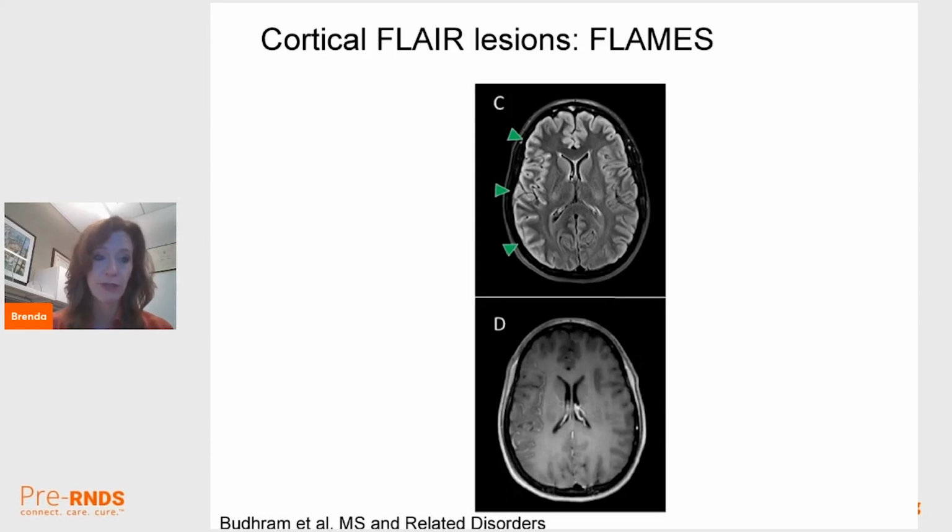So we and many other centers have started testing for MOG in patients that present with what we think is actually acute encephalitis, so actual brain inflammation in the cortex, or in patients who present with catastrophic new onset status epilepticus.